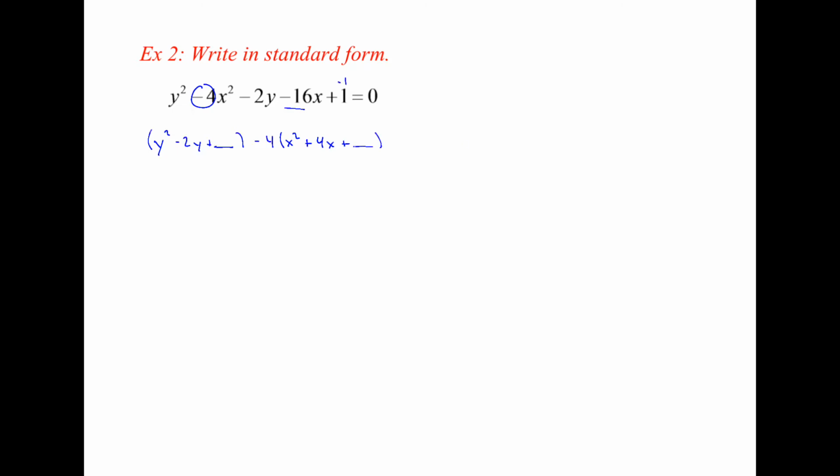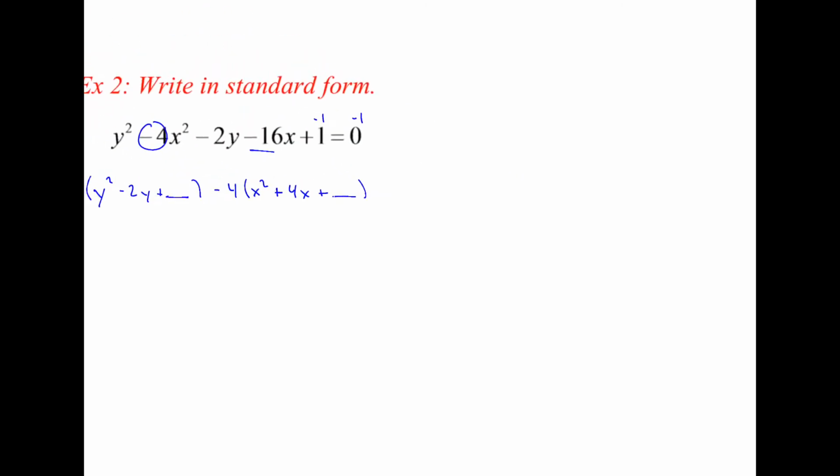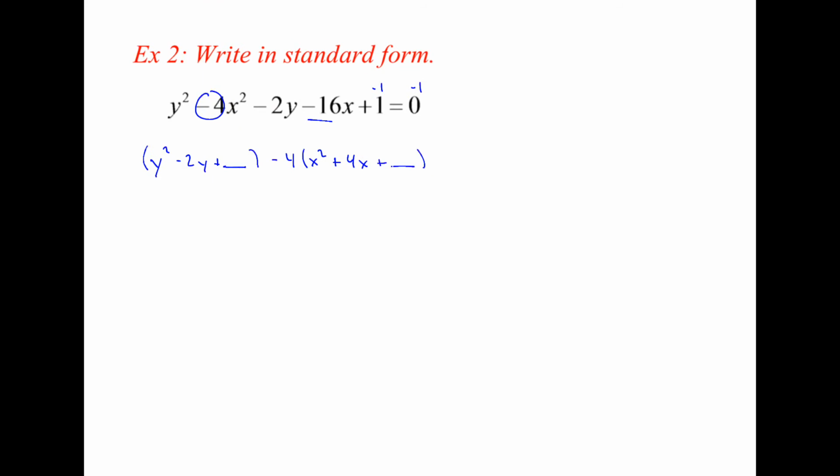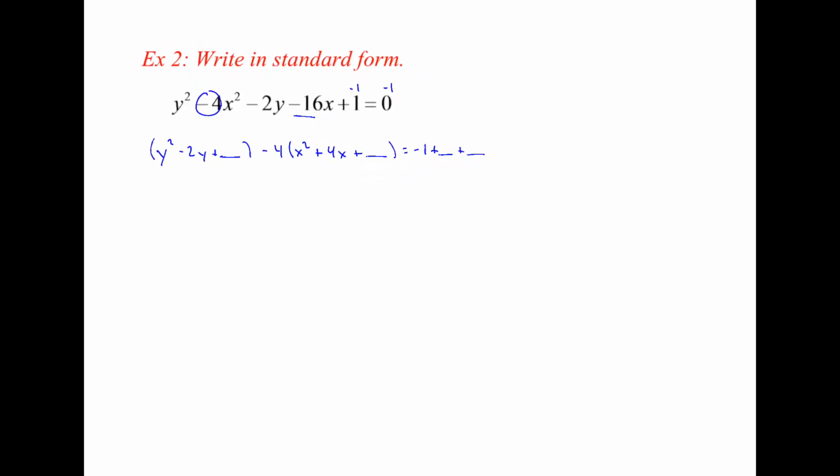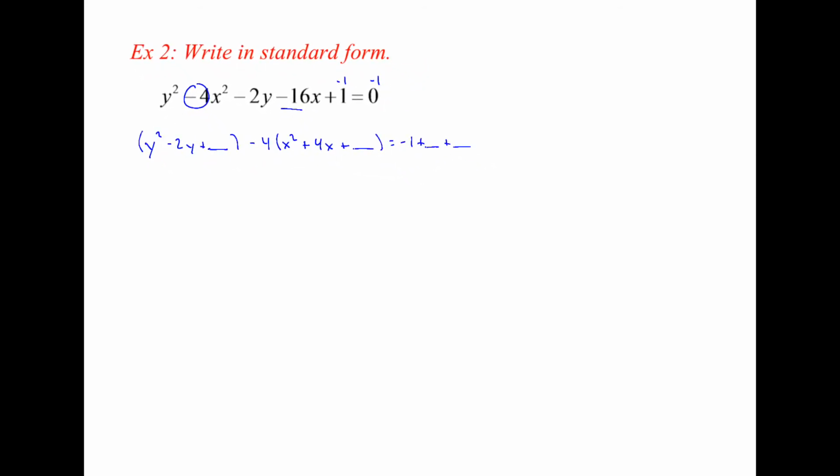And then we're going to subtract that 1 to the other side. Sorry about that. So that is equal to negative 1 plus, and those are the two blanks I'm going to use to complete the square. So half of negative 2 is negative 1. Negative 1 squared is 1. So we add 1 to the other side. Now remember, when we go and do this, we're going to take half of positive 4, which is positive 2, and you square positive 2 and get positive 4.